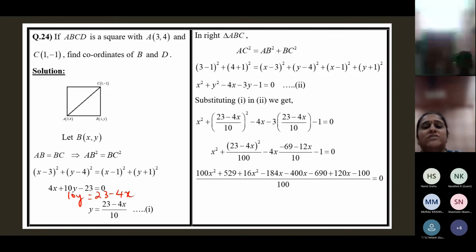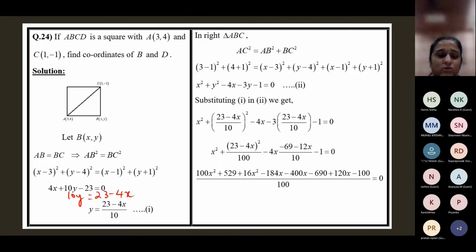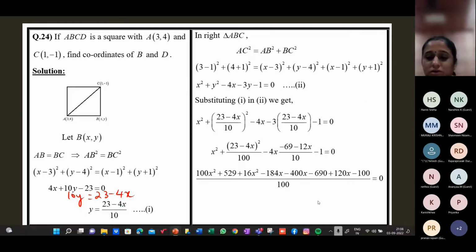And now you call this one as 1. Otherwise, also you can mark that as 1, this one as 2, and this as 3, children. I'm just telling you so that you remember. So you erase that 1 and you work it further. 10y is equal to 23 minus 4x and y is equal to 23 minus 4x by 10.